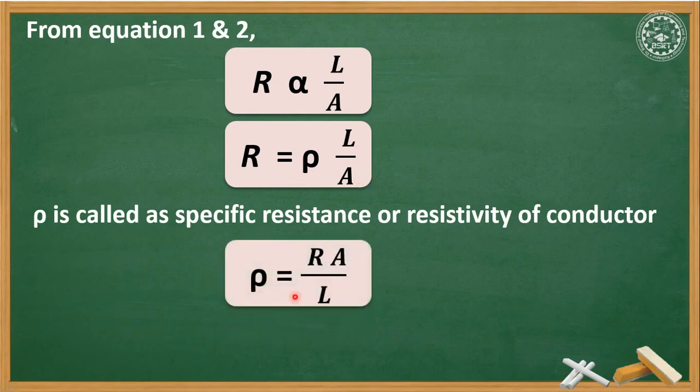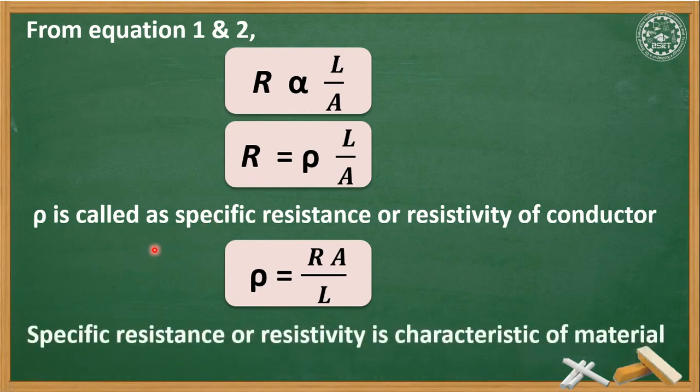Rho is equal to RA upon L is a simple formula for specific resistance from this formula. Okay, simple mathematical arrangements. Specific resistance or resistivity is a characteristic of a material.